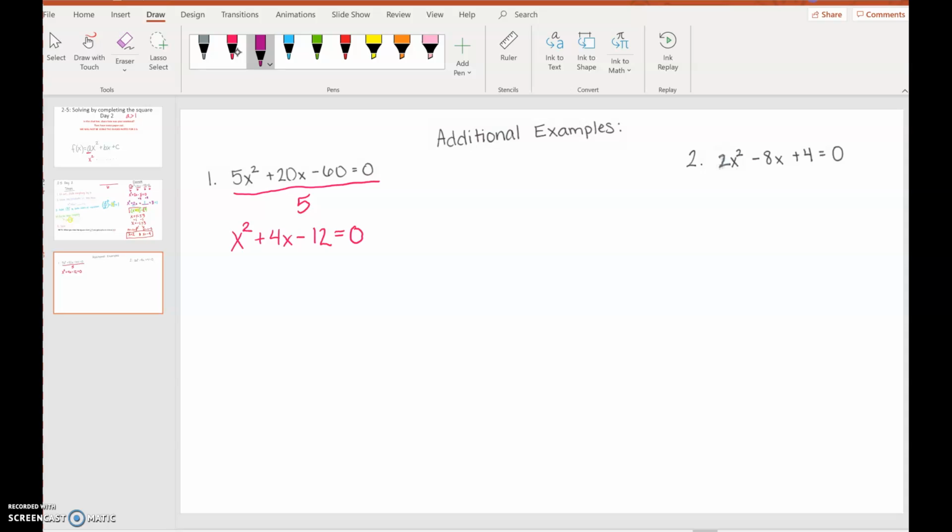Then we go to step 2. We're rewriting it, so we're going to add 12 to both sides, and we're going to leave a little blank spot where that c value was. So x squared plus 4x plus our blank space equals 0 plus 12 is 12. Then we're going to take our b value, and we're going to divide it by 2, and we're going to square it. So 4 divided by 2 would be 2.